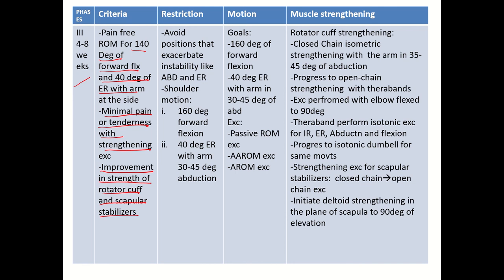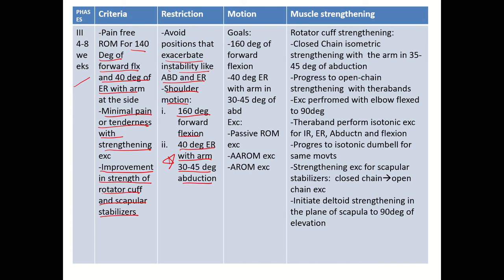Restriction in phase 3 is avoidance of the positions that exacerbate the instability, like abduction and axial rotation. Shoulder motion should be only 160 degrees in flexion, 40 degrees in axial rotation with the arm at 30 to 45 degrees of abduction, not at the side as it was given in phase 2.